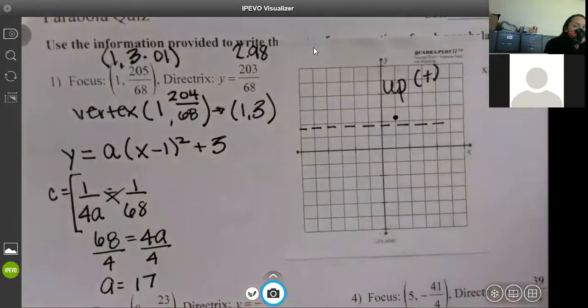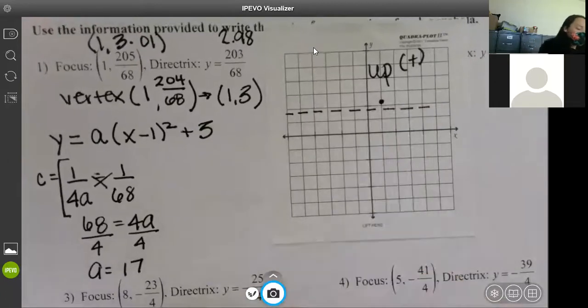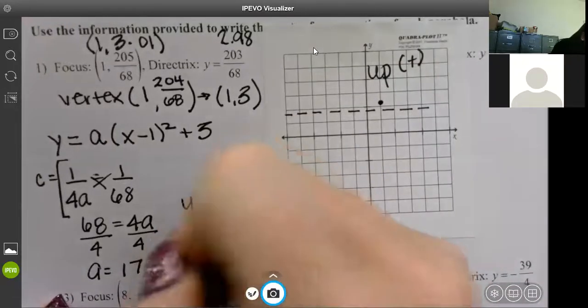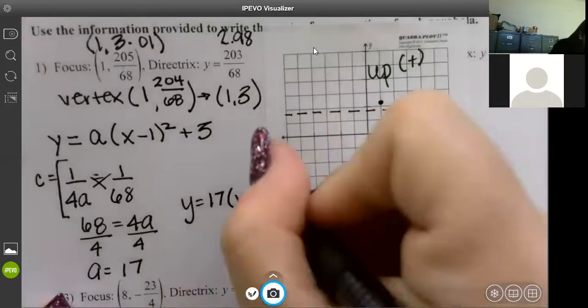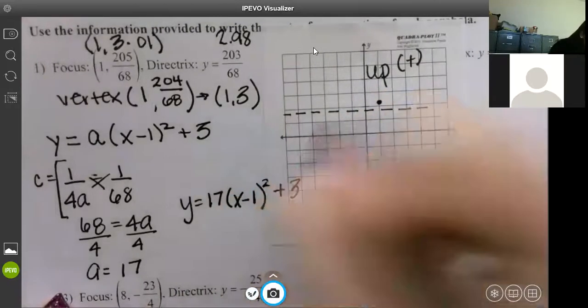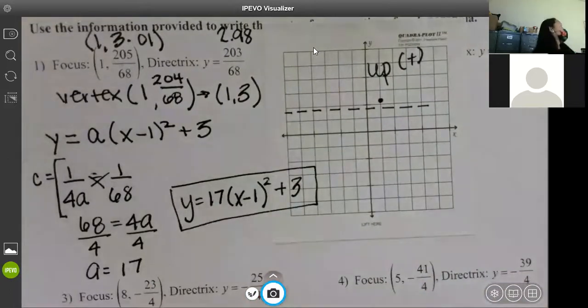All right, so we said it was going to be positive. On the quiz that I graded, or the two quizzes that I graded, watch these signs, positives and negatives. We said that it was up from our graph. So our equation is y equals 17 times (x minus 1) squared. Make sure you put that squared on there. And then plus 3. You work the rest of them out the same exact way.